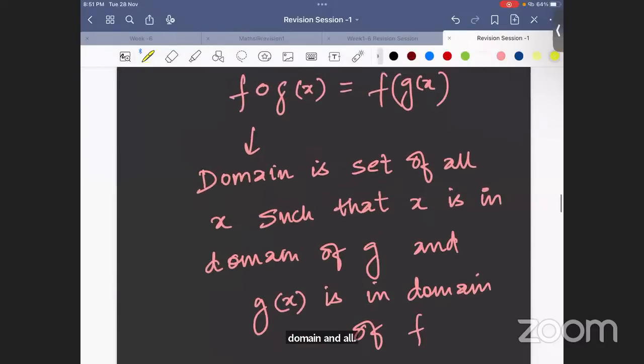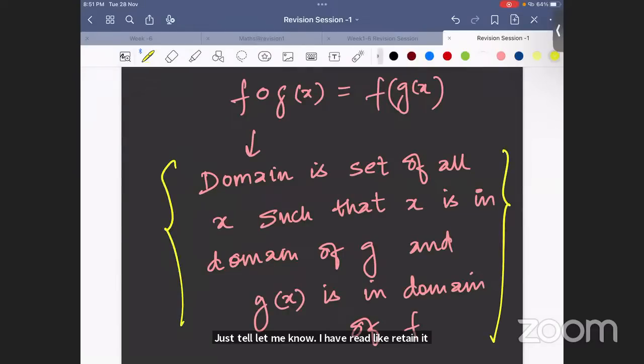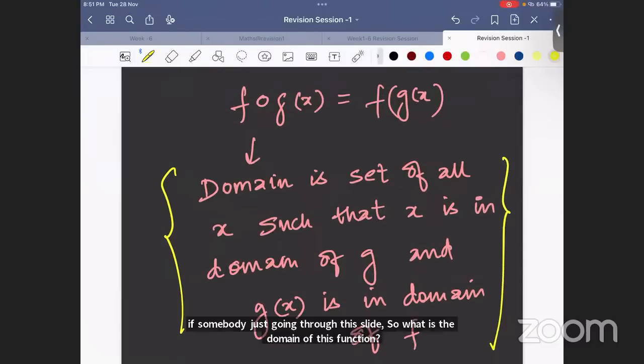Can somebody tell me what the domain is for this type of function, f of g? I have written everything here so that you'll be able to understand. I didn't write it in the mathematical function way, because some people get confused in that way. So I just wrote it in very simple ways, so that if somebody just goes through this slide itself, they will be able to understand. So what is the domain of this function f of g?